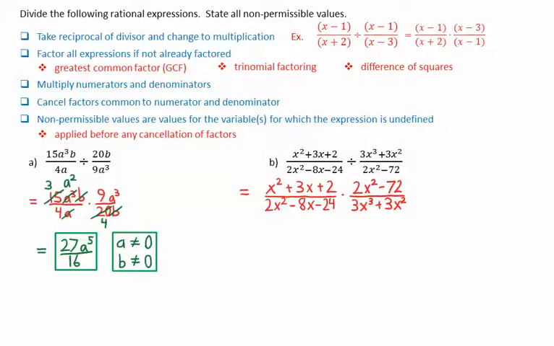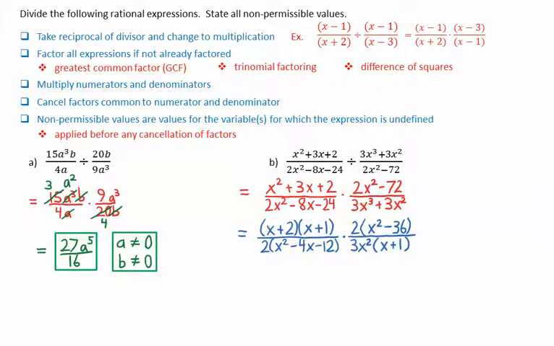We can then factor. So we factor the numerator of the first expression, giving x plus 2 times x plus 1. We can factor a 2, the greatest common factor, out of the denominator of the first expression, giving 2 times x squared minus 4x minus 12. For the numerator of the second expression, we can factor out a 2 again, giving 2 times x squared minus 36. And for the denominator of the second expression, we can factor out a 3x squared, giving 3x squared times x plus 1.